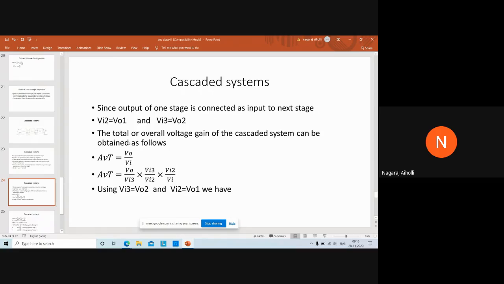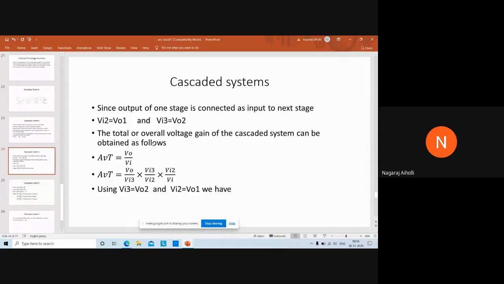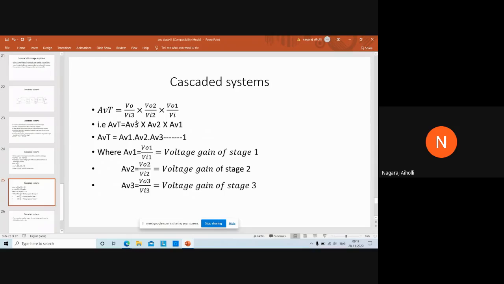What is Vi3? Here I have written Vi3 is equal to V02 and Vi2 is equal to V01. Therefore, the total overall gain will be V0 upon Vi3, where Vi3 is V02, into V02 upon Vi2, where Vi2 is V01, into V01 upon Vi. That is written here. So it is V0 by Vi3 into V02 by Vi2 into V01 upon Vi. It is now written in terms of the intermediate outputs.